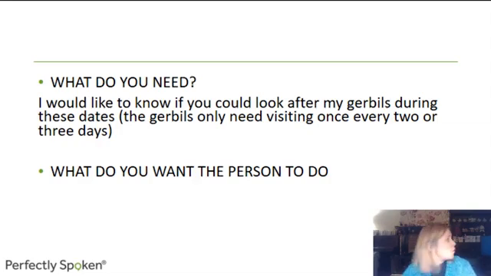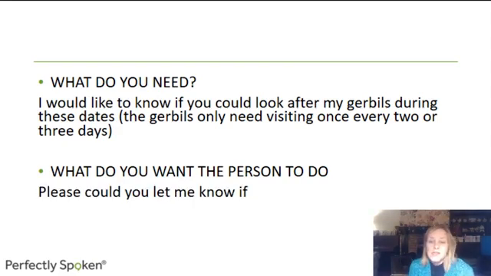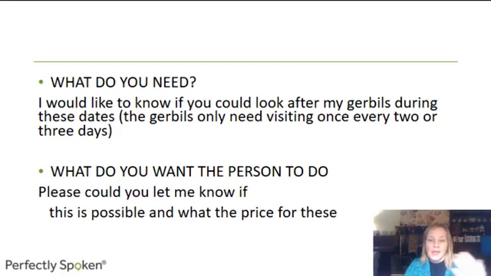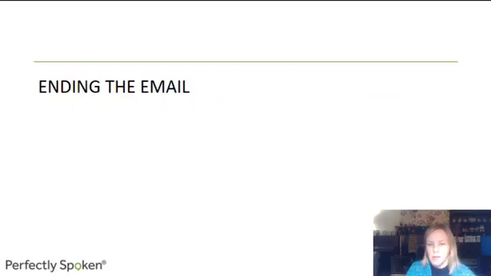Okay, now what do you want the person to do? So, for example, please could you let me know if this is possible and what the price for these dates in August is? What is the price? Okay, so these are examples.